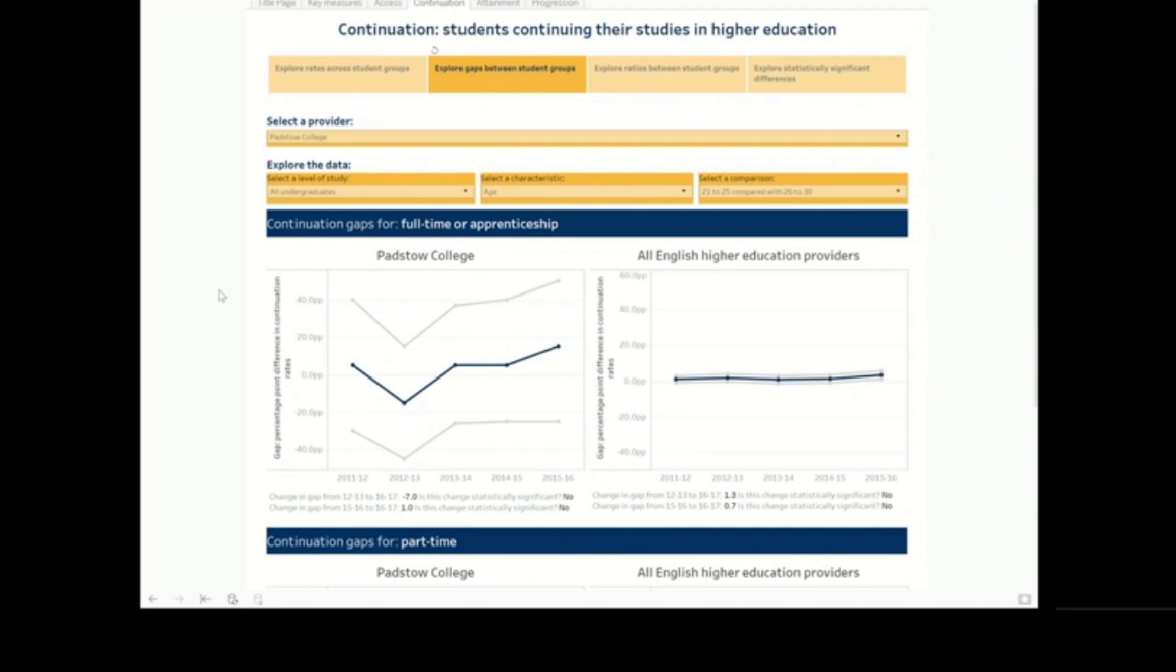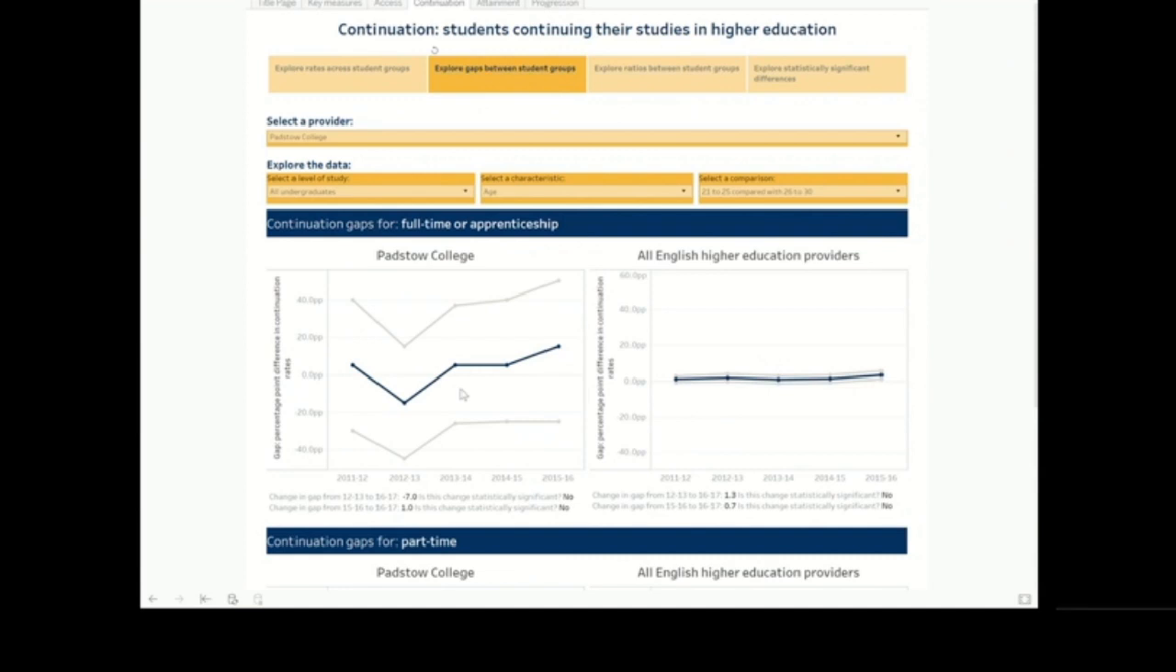As before, the charts show a blue line for the percentage point gap and grey lines for the associated confidence intervals. Additional information can be seen by hovering over these data points. In these charts, we also have information on whether the gap in continuation rates is statistically significant in each of the years across the 5-year time series. Where data is flagged as statistically significant, it is less likely to be the result of random chance and variation.